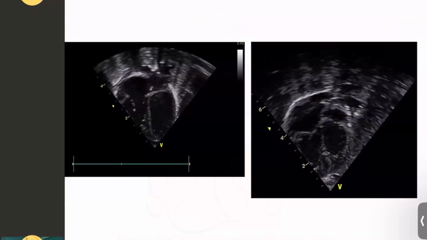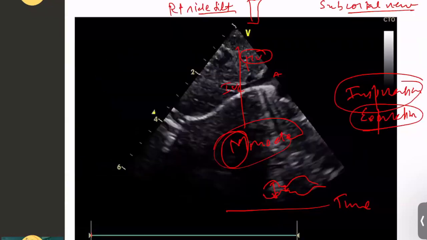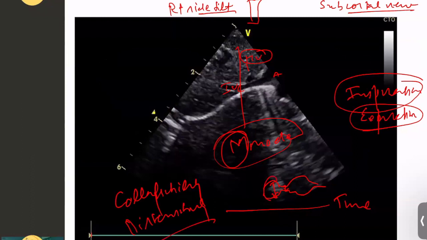Okay. So sorry, here the subsequent slides are not there. But once you can assess this, you can go for the collapsibility index or the distensibility index, where you do this minus this divided by this. Basically it is again where too much variation is there. This is not a very standardized way.